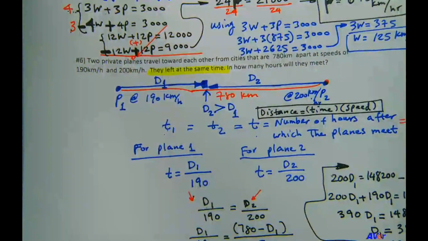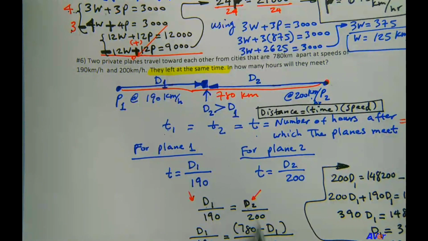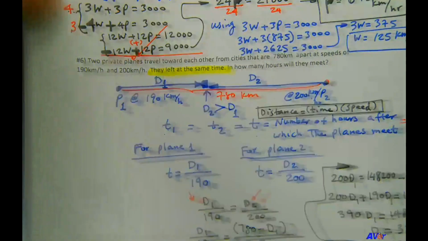We used substitution, right? We found one variable in terms of the other. D2 was 780 minus D1. We substituted that for D2. We found what D1 was, and then we used the value of D1 to substitute back here and solve for time. So we use substitution.